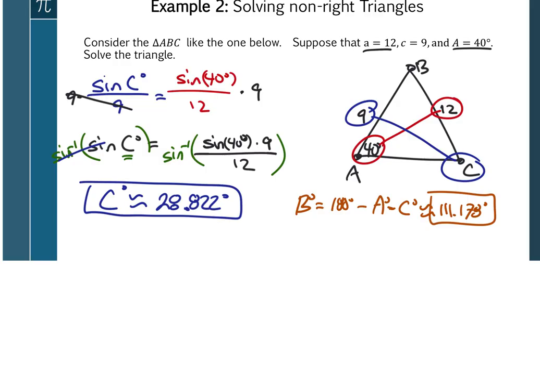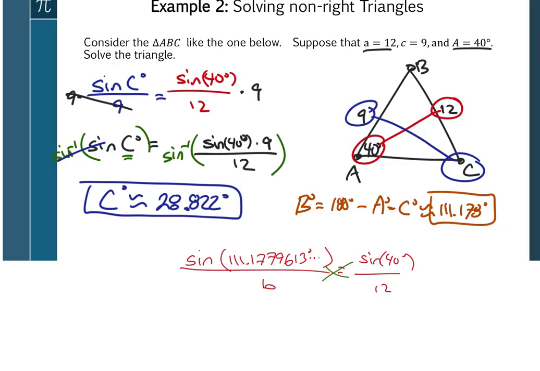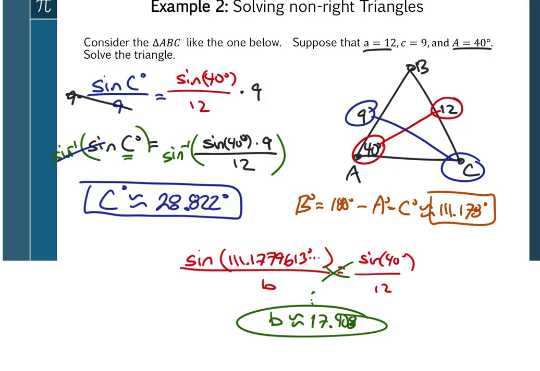So the last step then is to find, well, if we have the sine of angle B here, which is that 111.17, and you would keep all of the decimals, which is like 7, 9, 6, 1, 3, keep all of those decimals, all over little b, and that's equal to the sine of, well, we're still going to do 40 over 12. And now we can cross multiply and solve like we did on the other side, and then you should get that b is about 17.408. And that would be how we would solve this triangle.